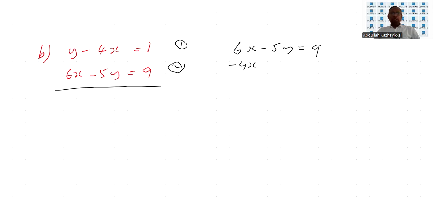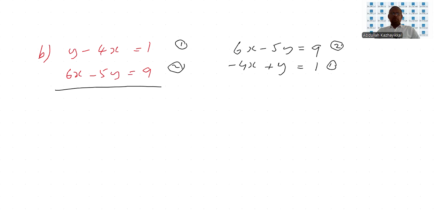Minus 4x plus y, be careful, not minus y, that is equal to 1. This is exactly the same as our equation. This is the second equation and this is the first equation. What did I do in the first equation?